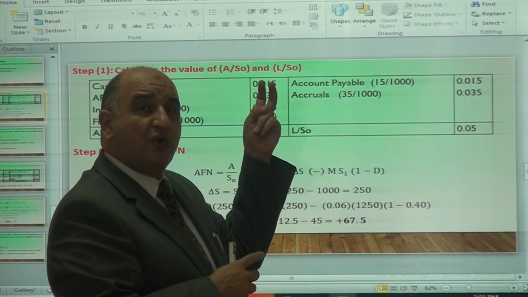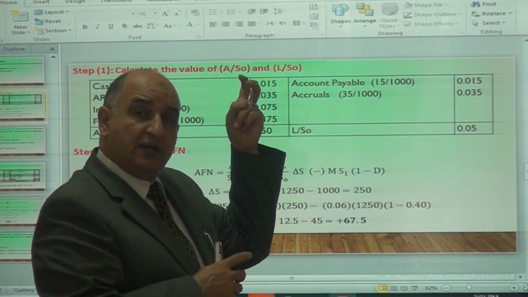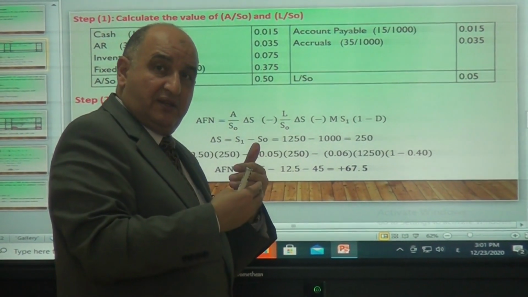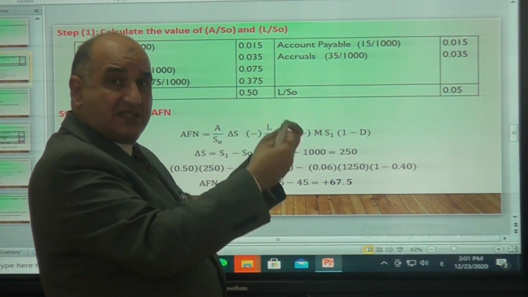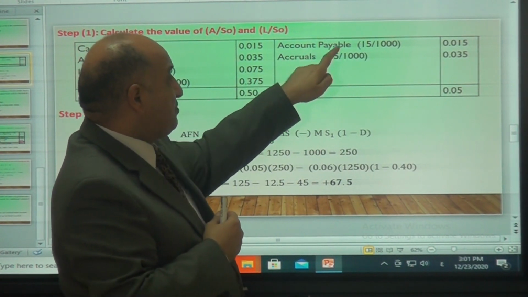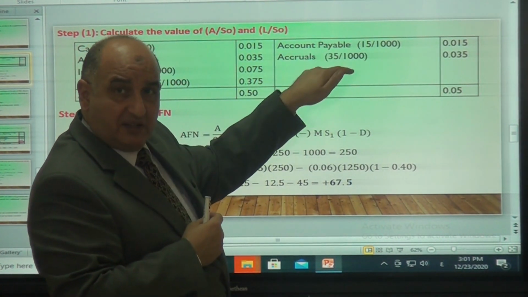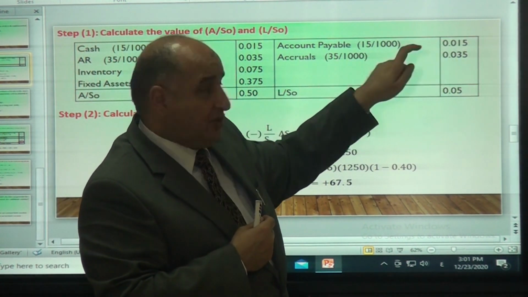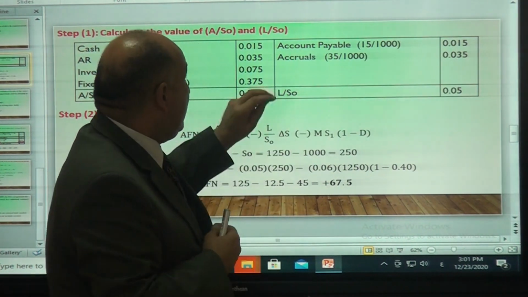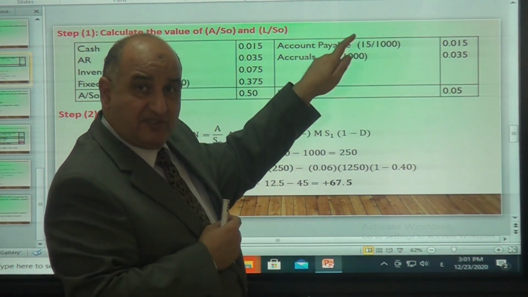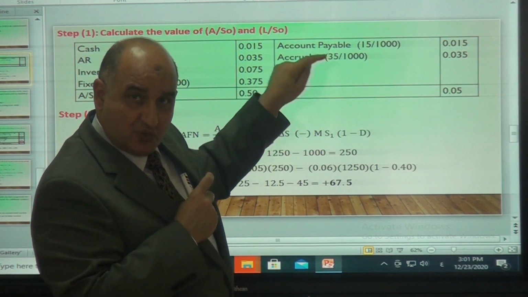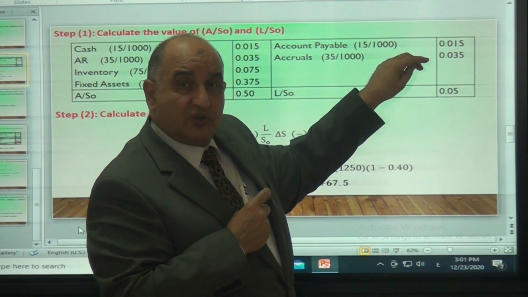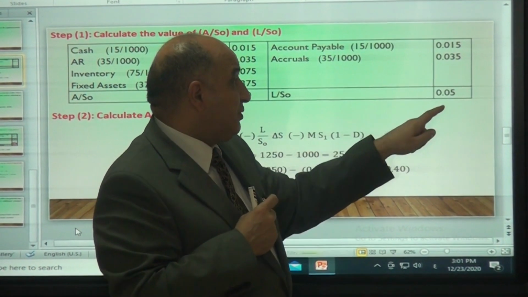As we mentioned, we have only two accounts that can change automatically with increasing sales, which are what? Accounts payable, 15 divided by 1,000, is 1.5% or 0.015, and accruals, 35 divided by the old sales, which is also 1,000, so it will be 3.5% or 0.035, which represents how much?